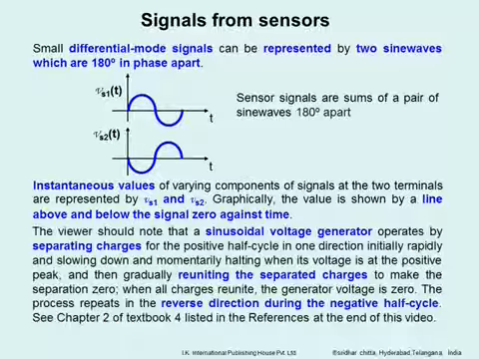The viewer should note that a sinusoidal voltage generator operates by separating charges for the positive half cycle in one direction, initially rapidly, slowing down and momentarily halting when its voltage is at the positive peak, and then gradually reuniting the separated charges to make the separation zero. When all charges reunite, the generator voltage is zero. The process repeats in the reverse direction during the negative half cycle. Refer to textbook 4 listed in the references at the end of this video.